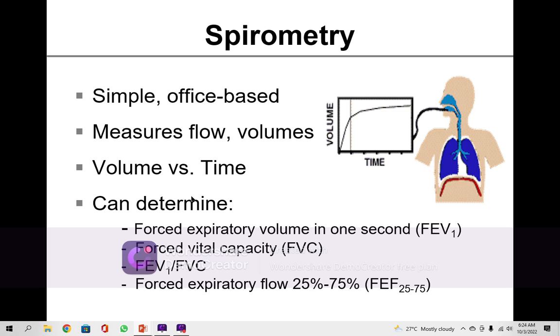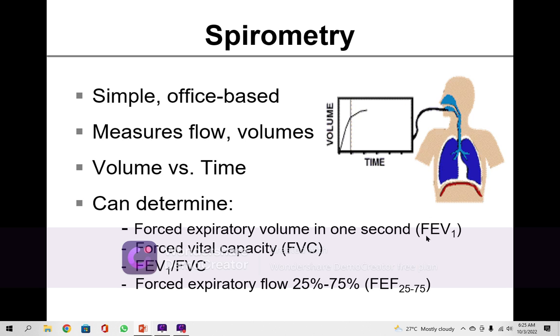But remember, the only parameters which we use to evaluate are forced vital capacity, forced expiratory volume in 1 second, and the ratio of forced expiratory volume in 1 second to the forced vital capacity. Other than that, we do other tests like residual volume. It will determine the case. So this is the volume, this is the time. Inhalation, exhalation, inhalation, exhalation. A simple procedure, it will take half an hour.